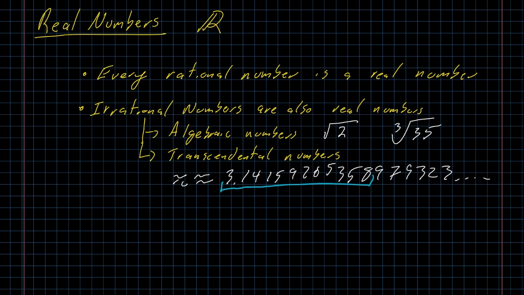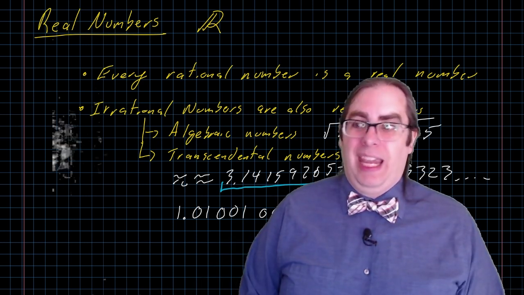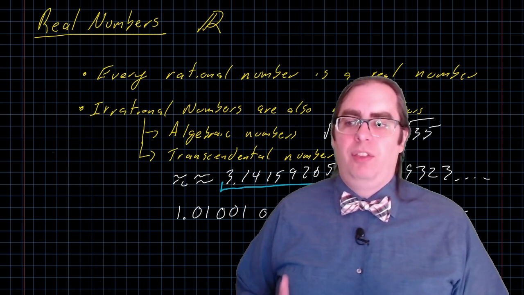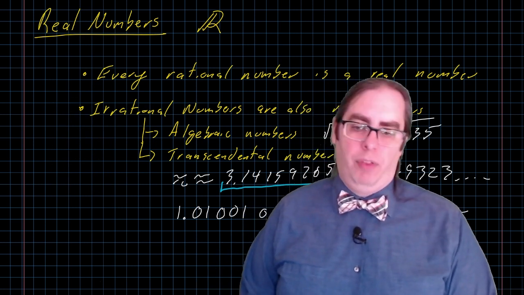Another type of transcendental number is not nearly as useful. But if we do something like a weird pattern, how about 1.01001000100001, that's only 3, there's 4 zeros and a 1. Then 5 zeros and a 1, 6 zeros and a 1, 7 zeros and a 1, and so on. This decimal number is, well, first of all, atrocious. Second of all, cannot be written as a fraction. But it is still irrational. It still falls under the umbrella of the real numbers.